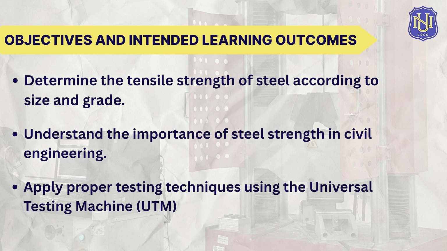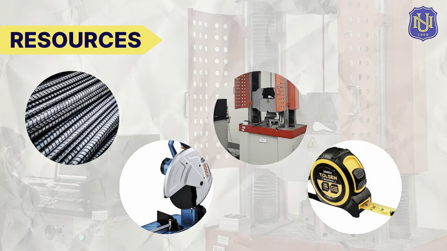At the end of the activity, the students should be able to determine the tensile strength of steel using proper laboratory procedures, understand the importance of tensile strength in civil engineering applications, and apply testing techniques and engineering skills in evaluating steel behavior under tension. The materials and equipment used in this experiment include coarse, graded steel samples, cut-off machine, universal testing machine, or UTM, and measuring tape or ruler.